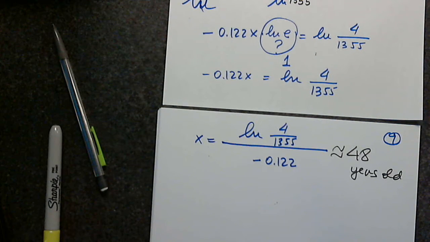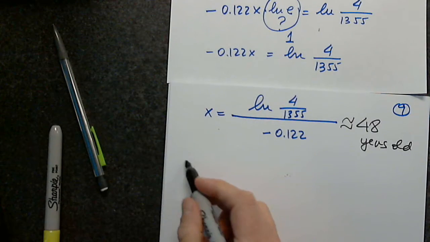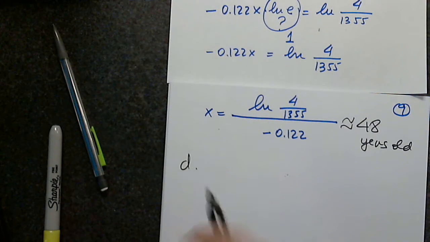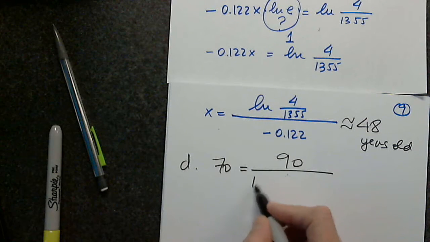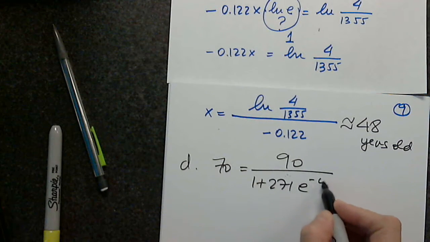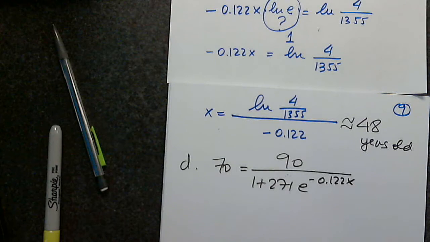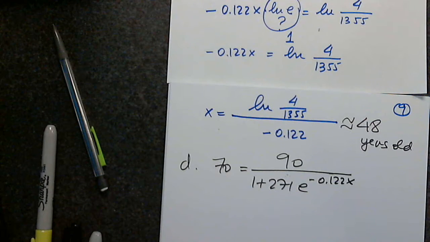At what age is the percentage of some coronary heart disease 70%? Let's do that too. It's good practice. So now, what do I write? We're talking about 70%. Very good. Equals 90 over 1 plus 271 e to negative 0.122x. Let's work on this for 2 minutes, please. And let me know if you need help. And we'll do it together.